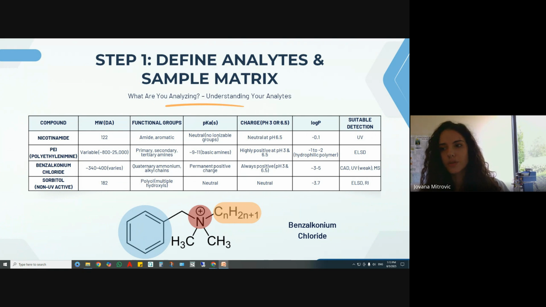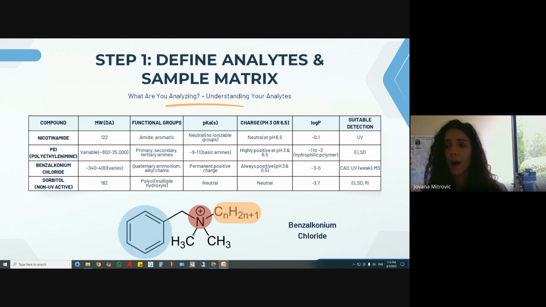So let's continue with analyte characterization by looking at some real-world example analytes such as benzalkonium chloride and understanding how its structure guides our chromatography choices. So let's look at the structure of benzalkonium chloride on this slide. Notice that it has three key features which are highlighted here.